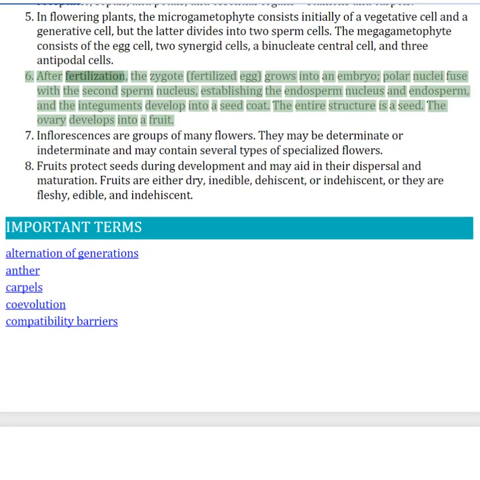6. After fertilization, the zygote grows into an embryo. Polar nuclei fuse with the second sperm nucleus, establishing the endosperm nucleus and endosperm, and the integuments develop into a seed coat. The entire structure is a seed. The ovary develops into a fruit.